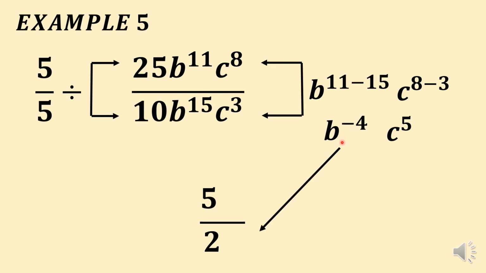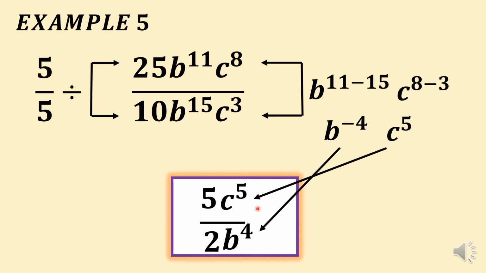So simply, lagay natin doon sa ating denominator. So you have b raised to 4. So for our positive, you have c raised to 5. So ganun pa rin. We're not going to change it. No? So nasa numerator pa rin siya. So place that sa tabi ng 5 natin. So you have c raised to 5. So that is our final answer. You have 5c raised to 5 over 2b raised to positive 4.